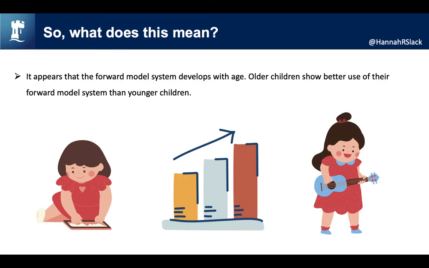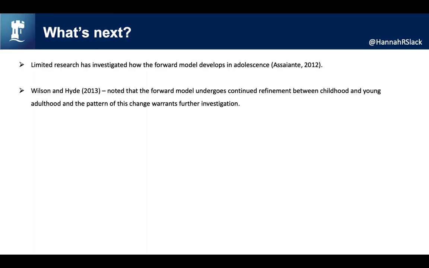Well, it appears that the forward model system develops with age, with more predictive responding as children grow. So older children show better use of their forward model system than do younger children. So what's next? Well, limited research has investigated how the forward model develops in adolescence. Wilson and Hyde in 2013 also noted that the forward model undergoes continued refinement between childhood and young adulthood, and the pattern of this change warrants investigation.